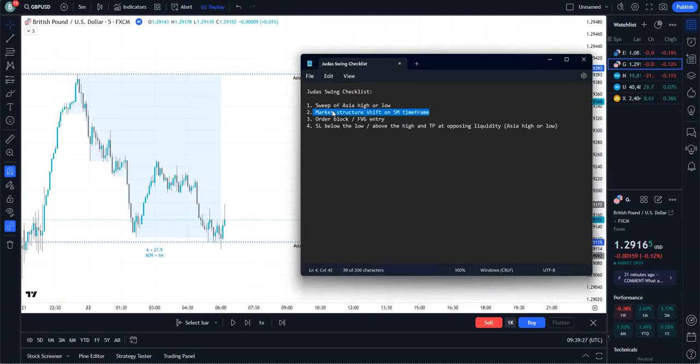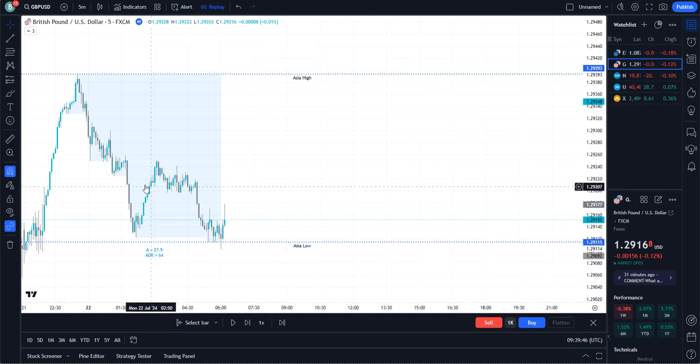We're looking for a market structure shift on our 5-minute time frame. It's very important, guys, that we're on the 5-minute time frame, as if we're on the 1 minute, price is too choppy, some of the market structure shifts don't count, they're invalid, it's just too noisy down there, okay? So we stick to the 5-minute time frame and we wait for a market structure shift to the upside.